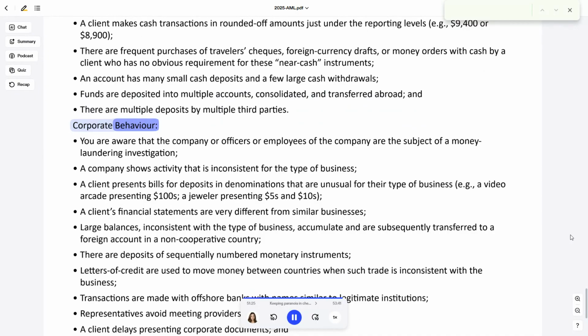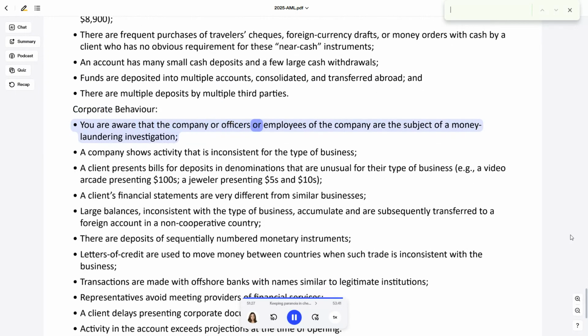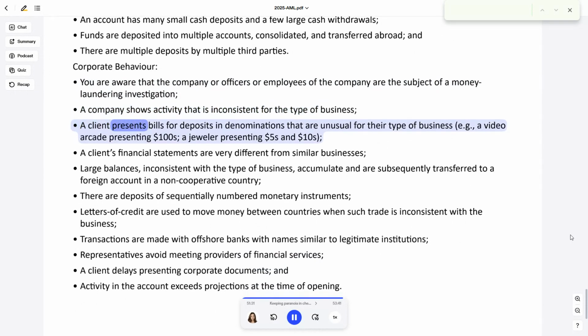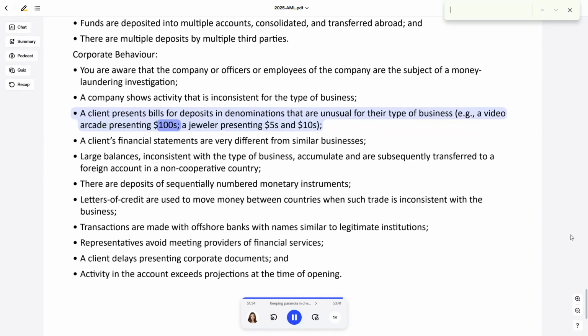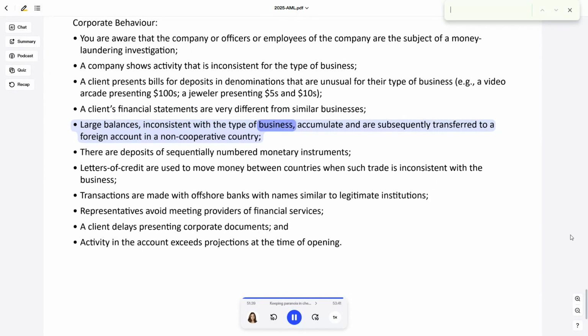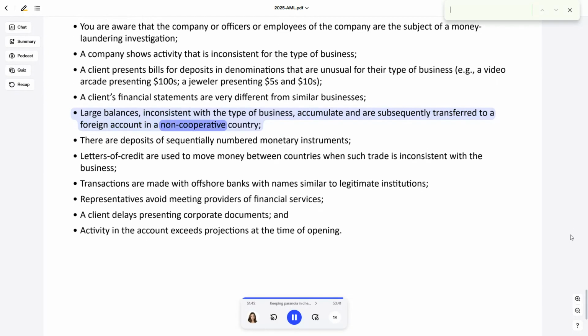Corporate behavior. You are aware that the company or officers or employees of the company are the subject of a money laundering investigation. A company shows activity that is inconsistent for the type of business. A client presents bills for deposits in denominations that are unusual for their type of business, for example, a video arcade presenting $100 bills, a jeweler presenting $5 and $10 bills. A client's financial statements are very different from similar businesses. Large balances, inconsistent with the type of business, accumulate and are subsequently transferred to a foreign account in a non-cooperative country.